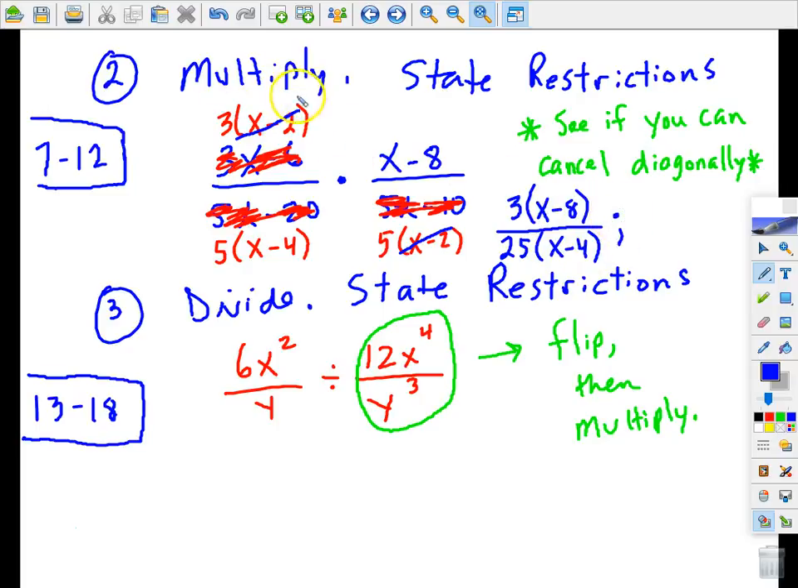Well, we've done the multiply. Now let's see if we have any restrictions. Once again, restrictions come from the denominators. In this case, we have 2 denominators. So I'm looking here, and I notice that I cannot let x be 4.